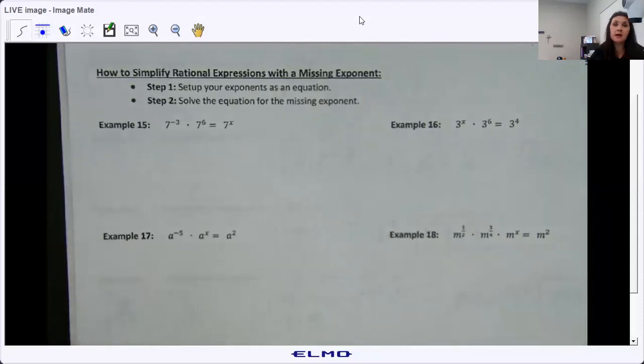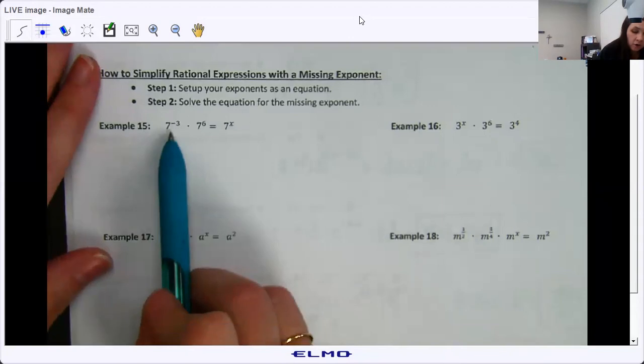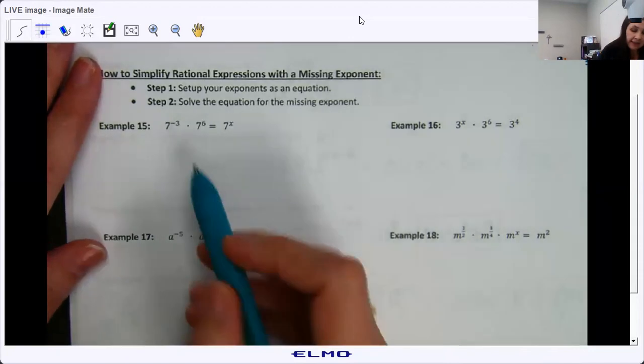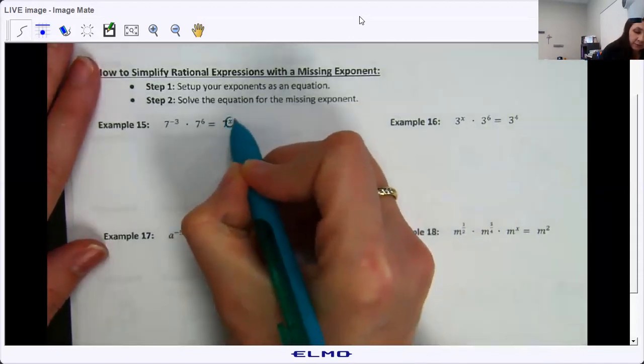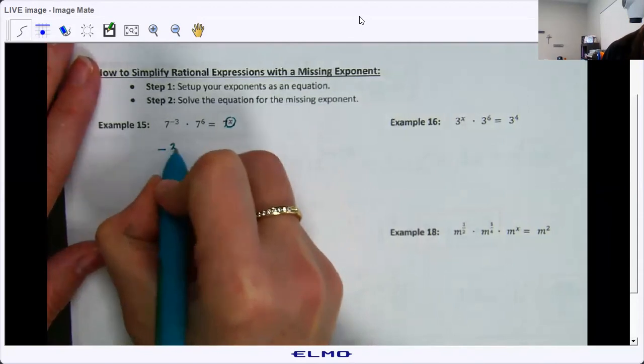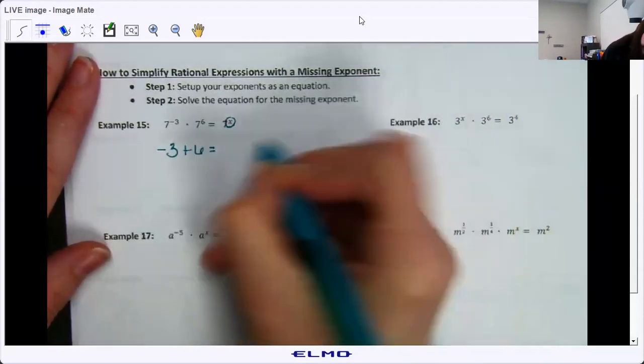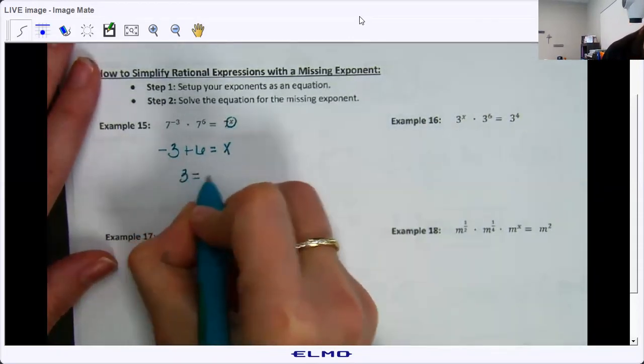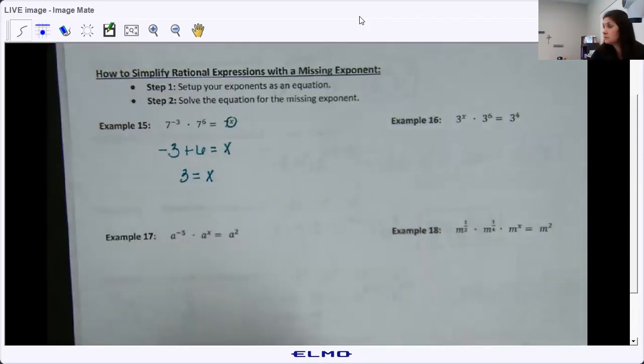Okay, let's move on down to the bottom half of this page, how to simplify rational expressions with a missing exponent. All you're doing is you're setting the exponents up as equations and solving for the missing variable. So in this case, we know that because they have the same base, all we do is we add up their exponents, right? And that's going to give us whatever this answer is here. So we're just going to take -3 plus 6, and that's going to give us x. Well, what is -3 plus 6? 3. So 3 is what x equals.